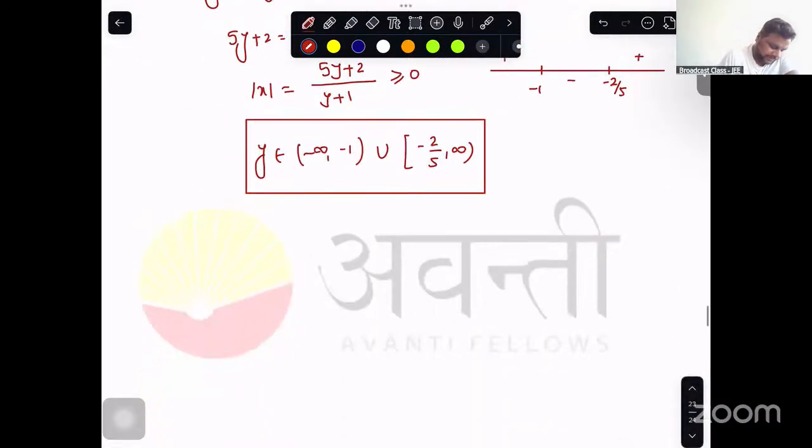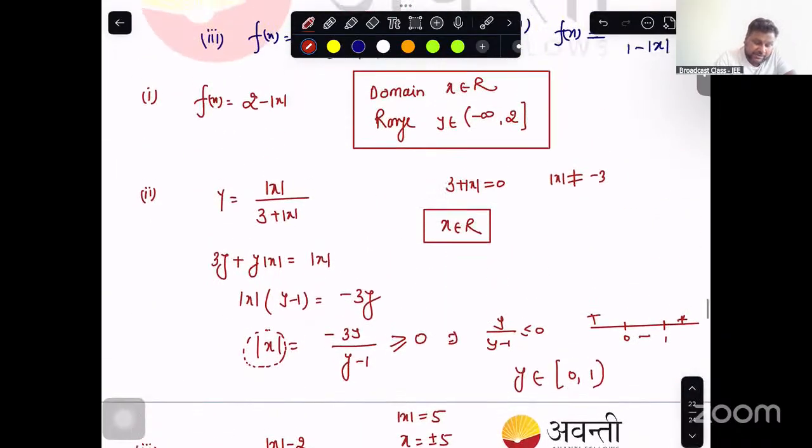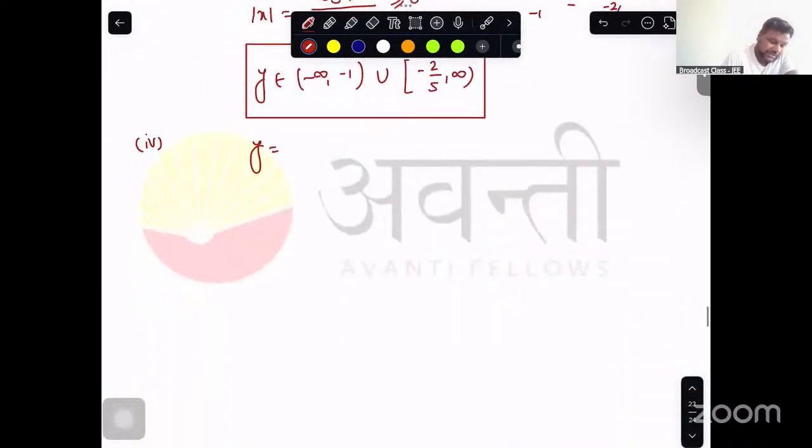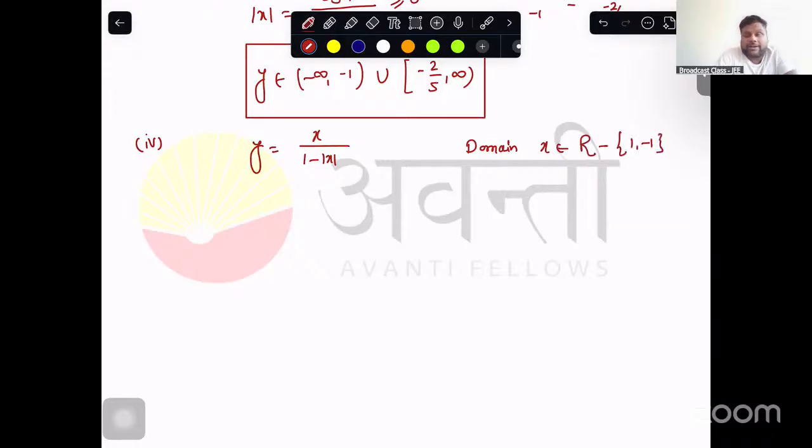Now, see the fourth part. Y equals to, this is very important. This is also in NCERT miscellaneous. X upon 1 minus mod x. Now, you directly cannot cross multiply and do this question because in the numerator there is x, in the denominator there is mod x. So we are stuck here. The domain is going to be x belongs to R minus those x at which the denominator is getting 0, that is minus 1 and 1.